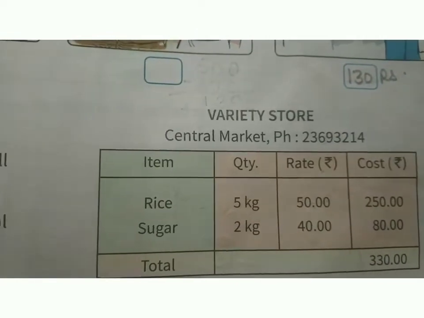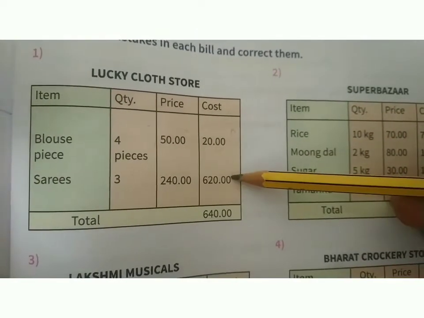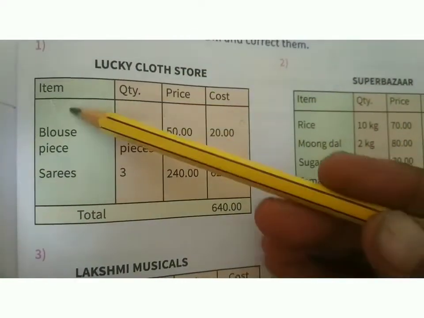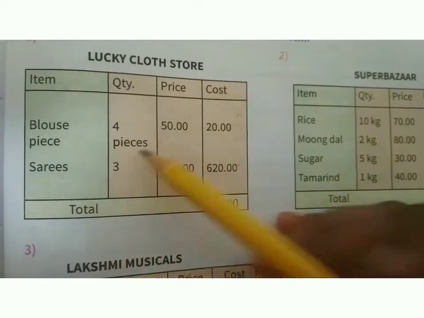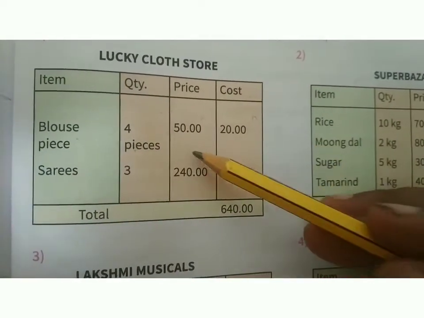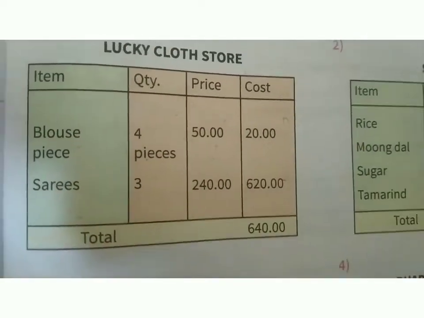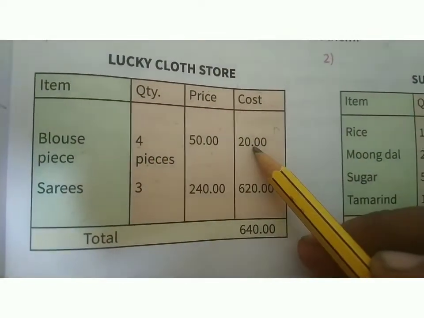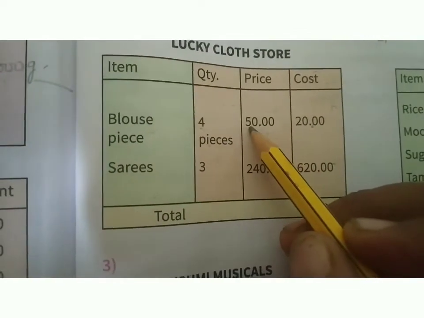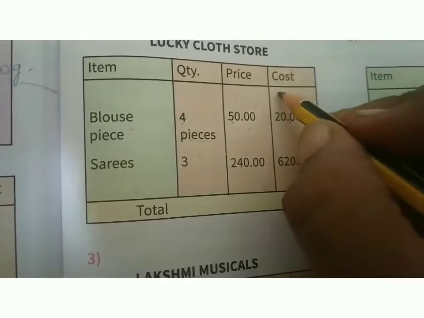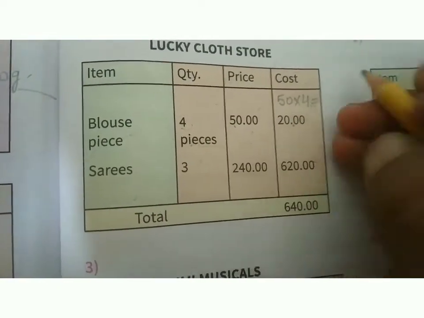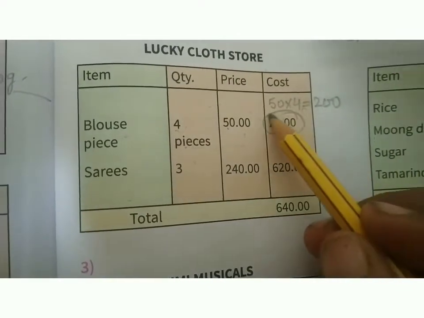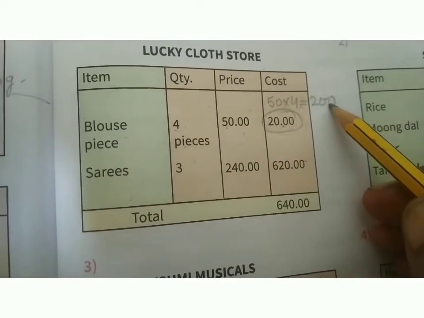So let's start now. Children, first of all, I will teach you how to find the mistakes in a bill. Here is a bill of Lucky Clothes Store. The items are blouse pieces and sarees. We have taken 4 blouse pieces at the price of 50 rupees per blouse. So what will be the cost of 4 blouses? Yes, you are right. 5 4s are 20. So here, because the price of one blouse is 50 rupees, the price of 4 blouses is 50 multiplied by 4. That is 200 rupees. So this 20 rupees is given wrong. I will put a circle around it and write the correct cost over here.